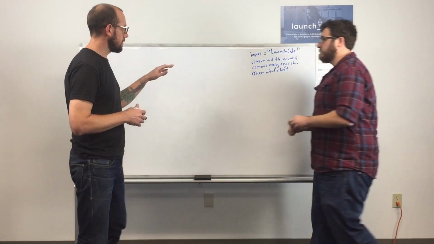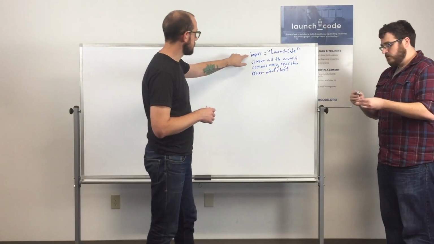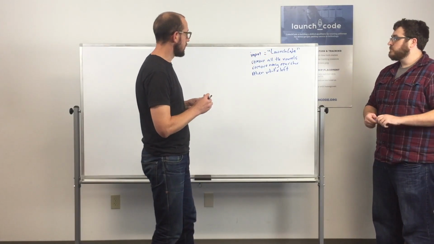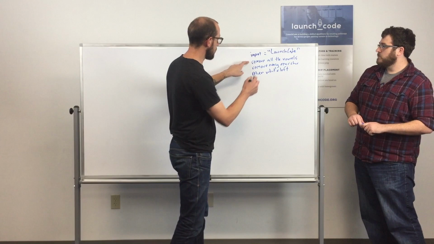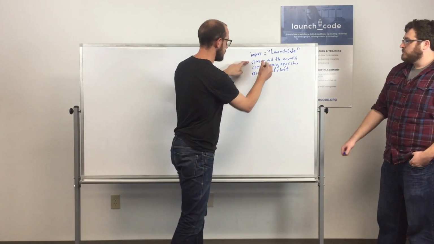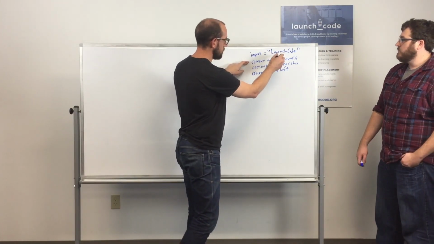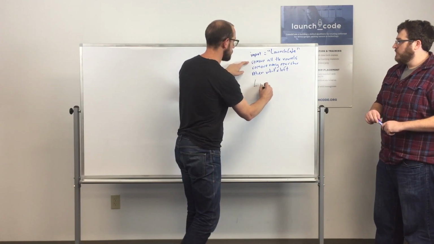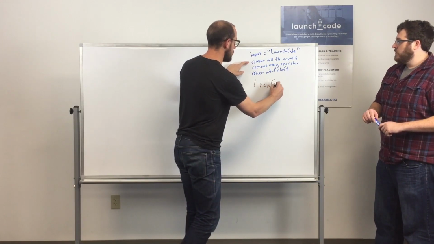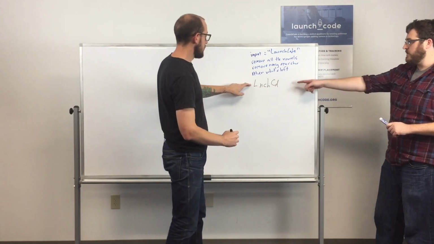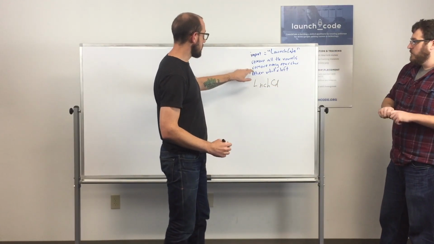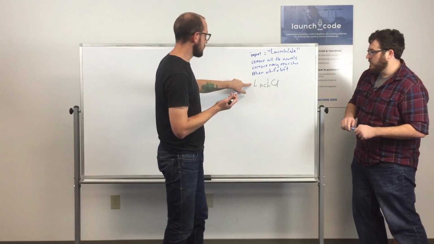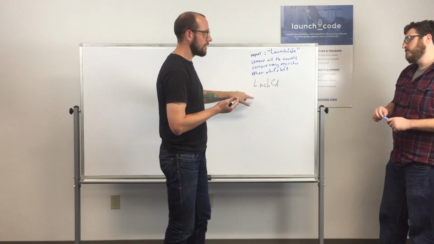Yeah, I think so. Let me walk through this a second. With this string, the first step would be to take out all the vowels. So we would take out A, U, O, E, and we would get L, N, C, H, C, D, right? Yes, that's correct. And then I'm going to take out every other character from this one. Yes. Right? Does it matter if I do the evens or odds?